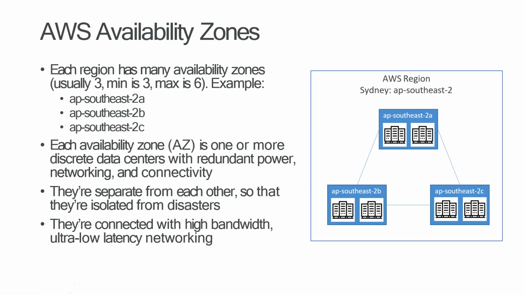Thanks. Now, availability zones we have also discussed. Each region usually has a minimum of 3 and a maximum of 6. Each availability zone is one or more discrete data centers with redundant power, networking and connectivity. They are separated from each other, so they are isolated from disasters, and they are connected with high bandwidth, ultra low latency networking as well.